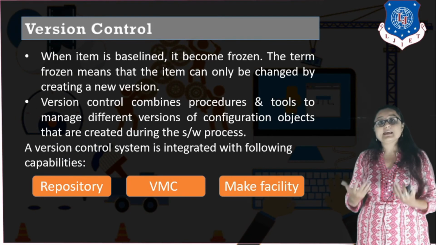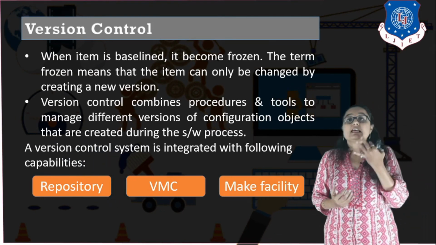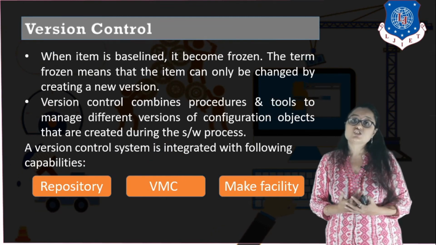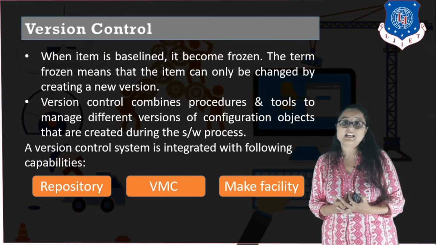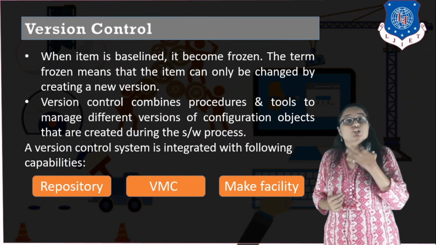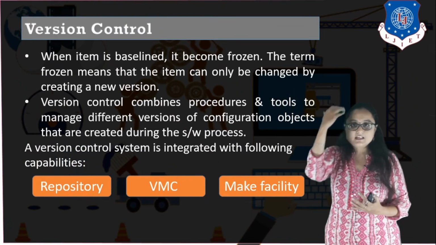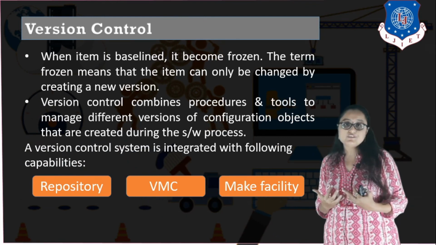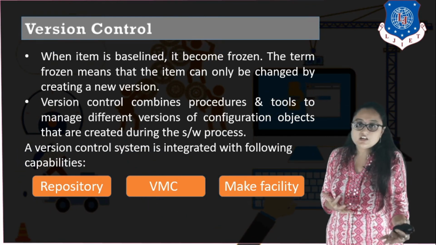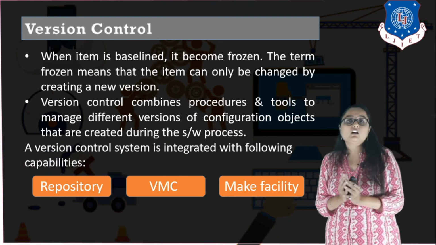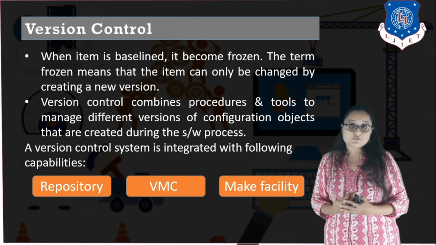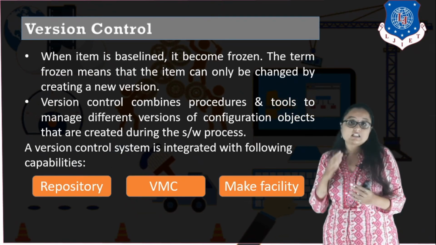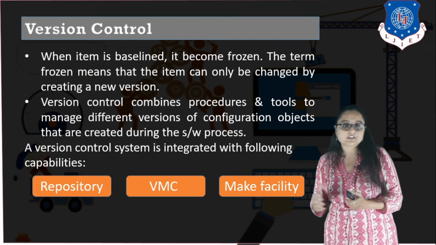The next is make facility. Make facility means if there is a baseline and I want to commit changes in a particular configuration item, the version control tool should be able to do that. It means I should be able to check out the configuration item, make changes in it, and then check in, right? So that collaboratively I can work on a single software and the version is still maintained, or the consistency is still maintained, right?